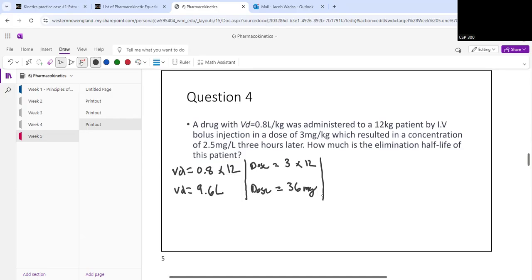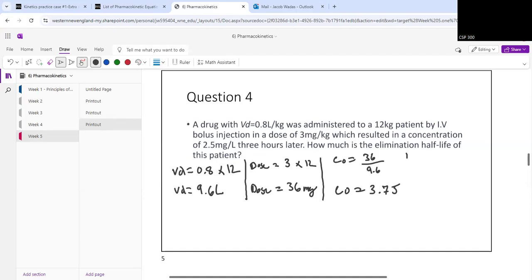Very good. So C0 is going to equal dose, which is 36, over VD, which is 9.6. So C0 is going to equal 3.75. So now we have initial concentration, we have the concentration after 3 hours, we have 3 hours as T, right? What equation will we use?